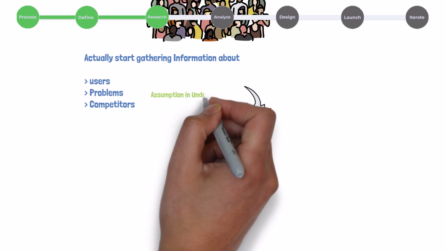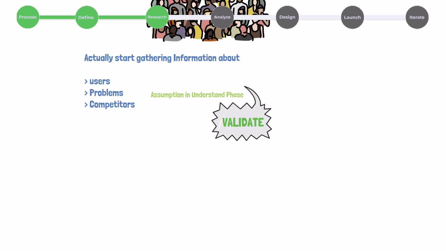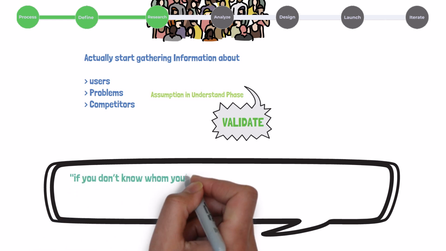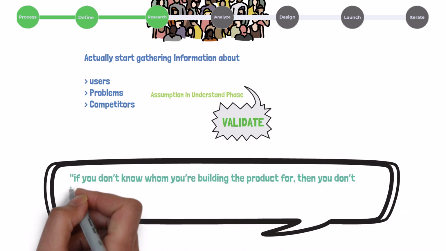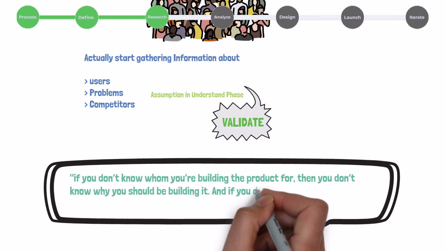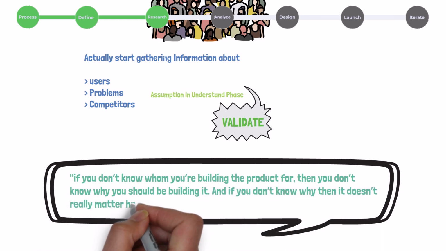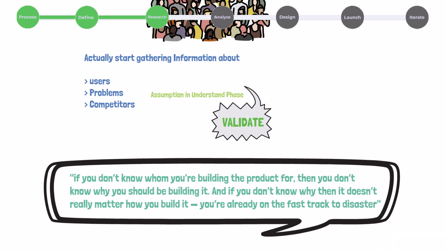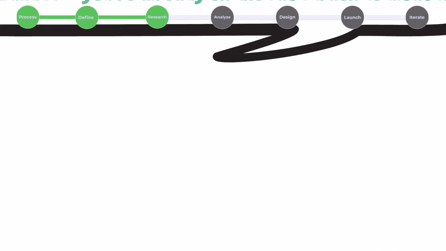Simply put, if you don't know whom you are building the product for, then you don't know why you should be building it. And if you don't know why, then it doesn't really matter how you build it. You are already on the first track to disaster. Hence, research is very necessary to know your users. But how do we conduct research?